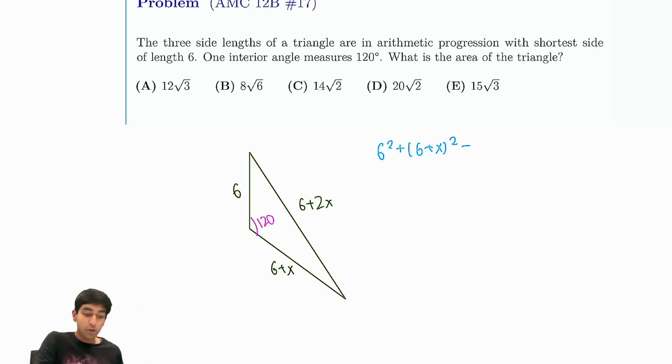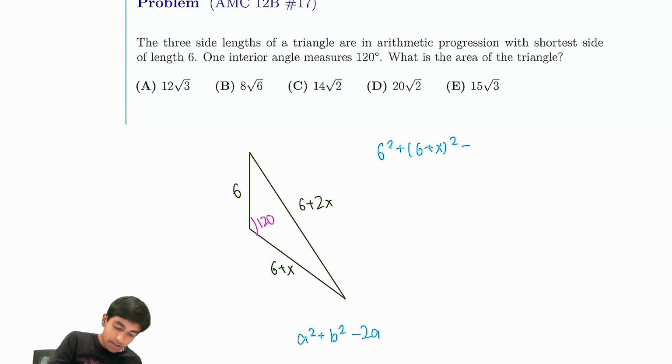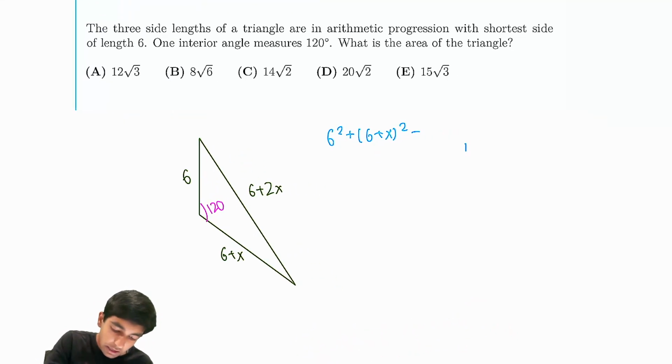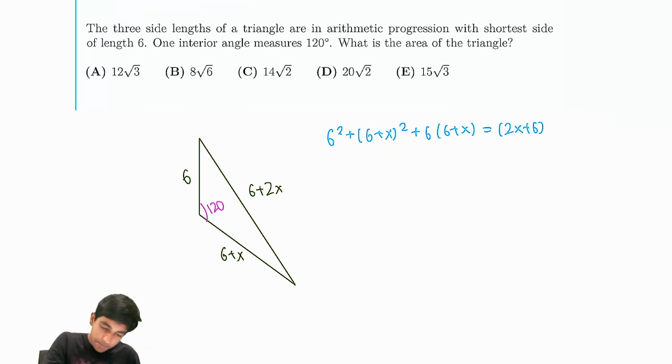And there's a neat little trick here, and that is, in general, when you have angles of 120 degrees, cosine 120 is negative half, then this just becomes ab. So it's a nice little hack to remember that for when you're doing 120, you can just make it a squared plus b squared plus ab. It's just a shortcut you can use. So plus 6 times 6 plus x equals 2x plus 6 squared.